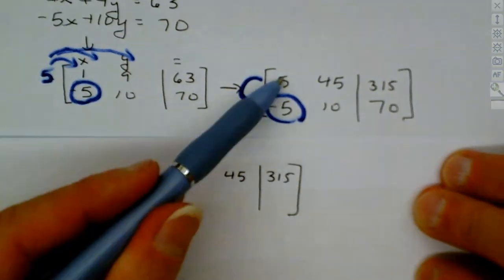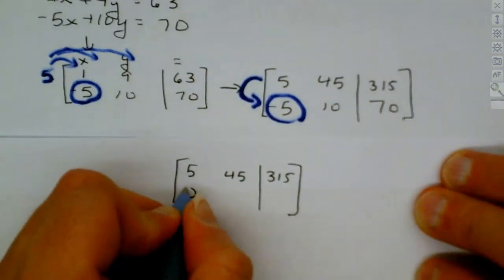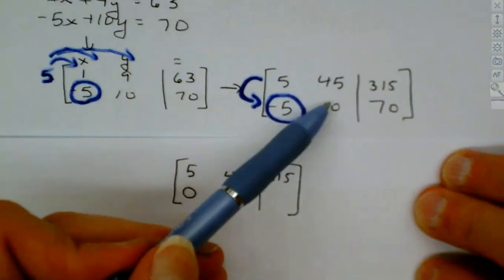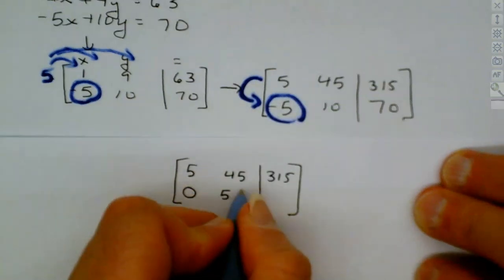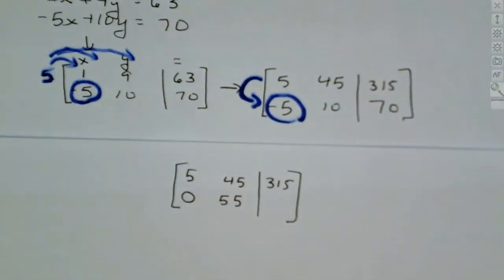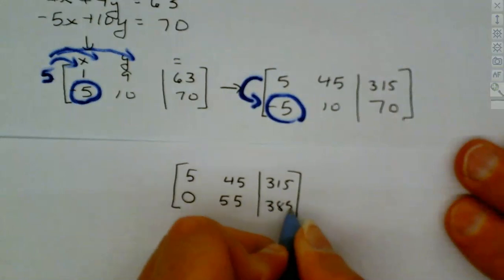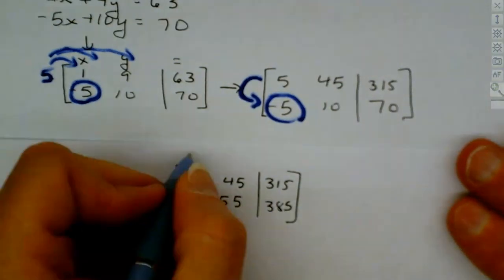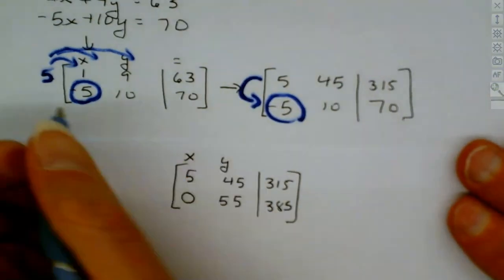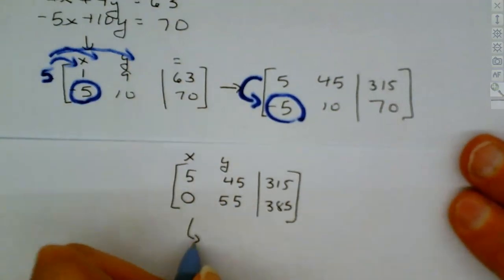And add down. Okay, 5 and a -5, adding down, that makes it a 0. 45 and 10 makes it a 55. 315 and 70 makes it 385. Now, what does my equation look like? This is the back substitution part.